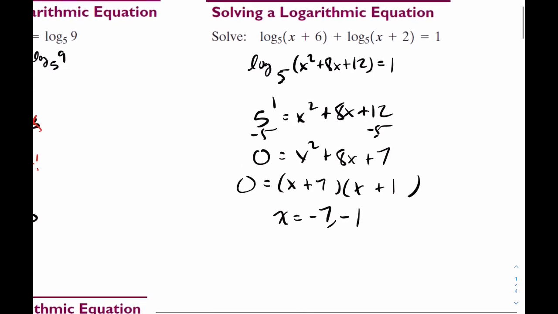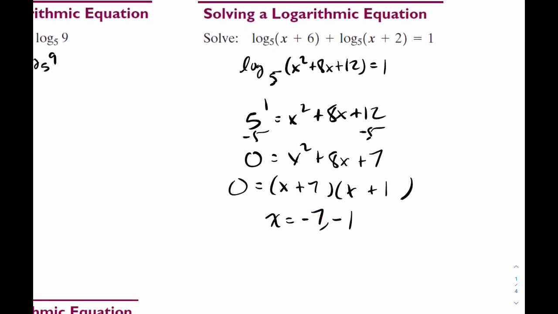Now we're going to check our answers. So negative 7, I can see if I plug it into either one of these, it makes the log negative. And you can't log a negative number, so I know negative 7 doesn't work. Cross that out. Plug in negative 1. If I plug negative 1 here, I get 5. If I plug in negative 1 here, I get 1. So negative 1 does check out. So we'll circle that, and we are good.